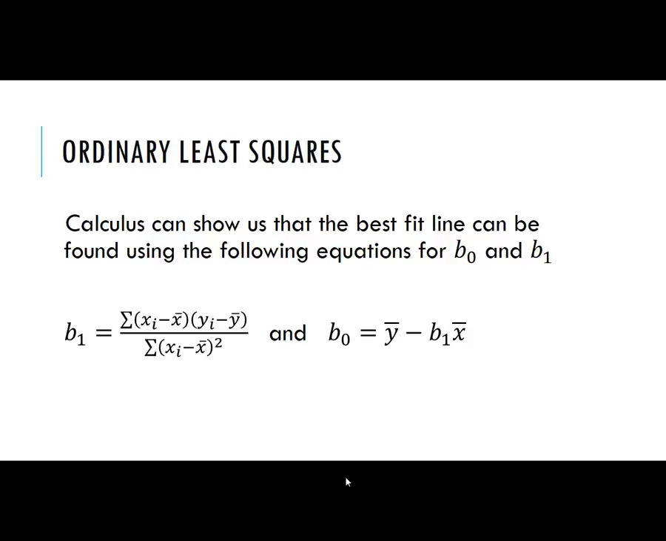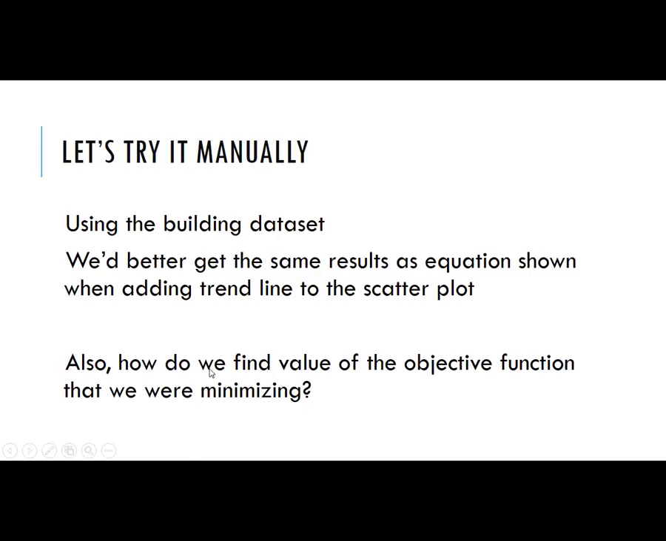So last time we saw that in order to get the best fit line for a simple linear regression equation, we could use these formulas here if we wanted to do it manually. So B1 is the slope, B0 is the y-axis intercept. So let's go crazy and let's actually try to do it manually for our building data set. It's only 7 data points, so it shouldn't take us very long to do this.